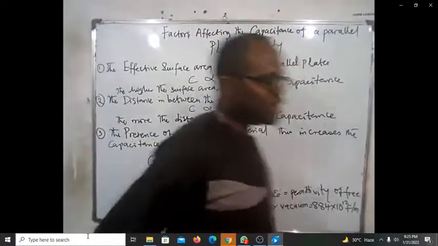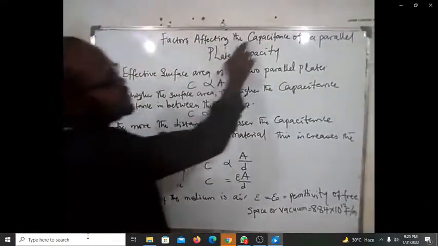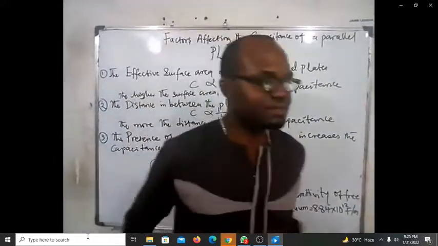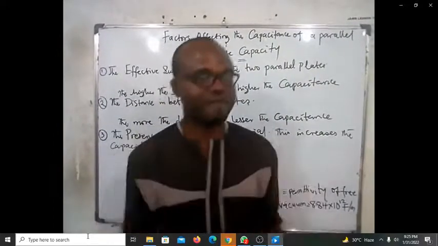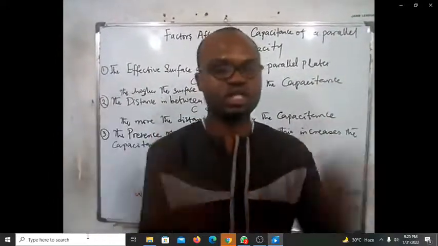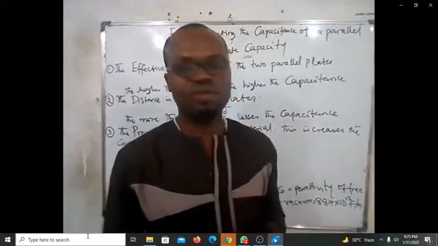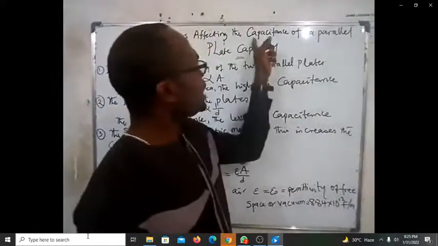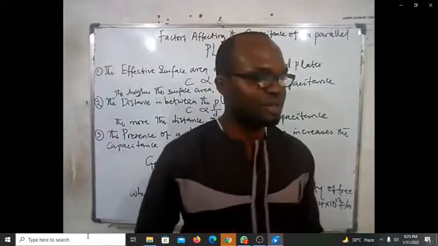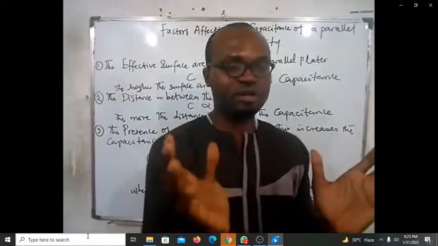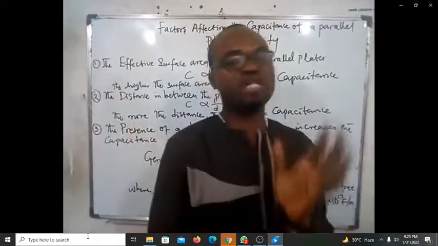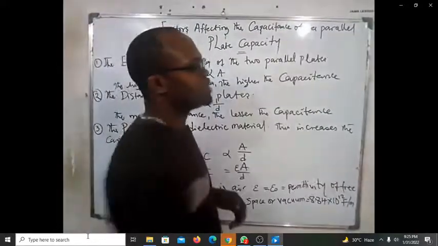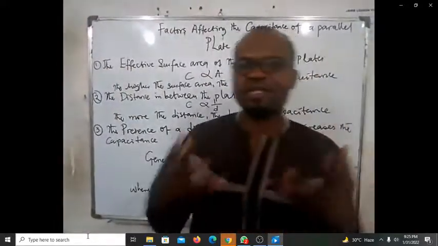Yes, welcome again. Today we are going to be looking at the factors affecting the capacitance of a parallel plate capacitor. What are those factors that will affect the power of the capacitor to store charges? I told us that the power of a capacitor to store as much charge as possible is known as its capacitance. The volume of the charge that it can store per potential difference available across its terminals is known as its capacitance. So what are those factors that affect the capacitance?